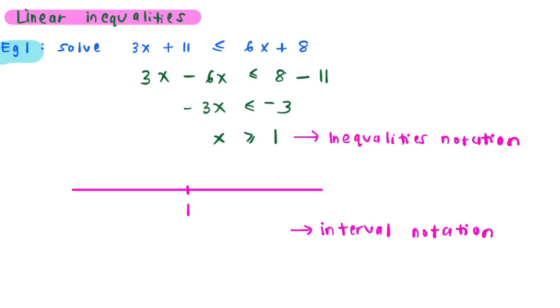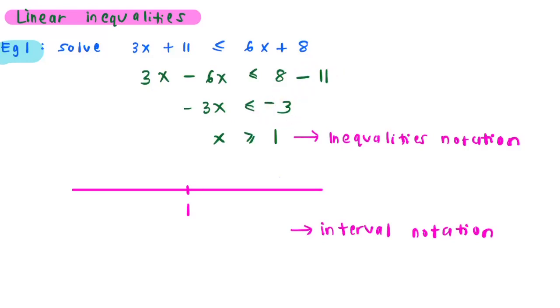Let's start the first one with linear inequalities. This is very simple. Let's see the first example here. We have 3x plus 11 less or equal 6x plus 8. Here this is linear because your x now is power of 1. So what we should do is just rearrange, bring all the x's on the left hand side and bring all the constants on the right hand side. So just solve. This is minus 3x and this is minus 3.